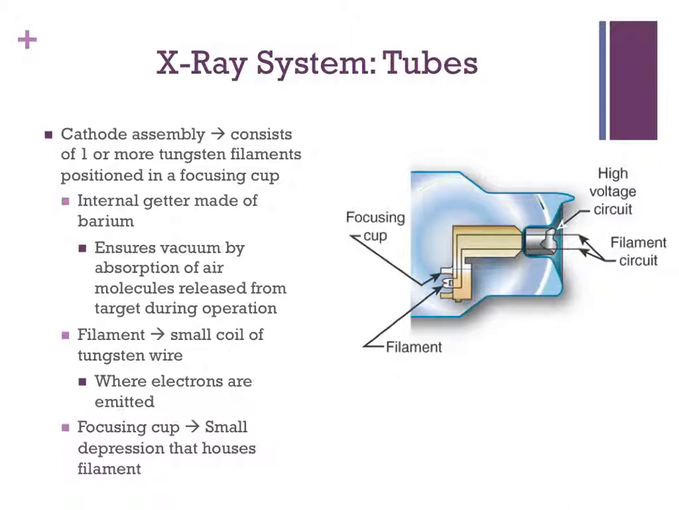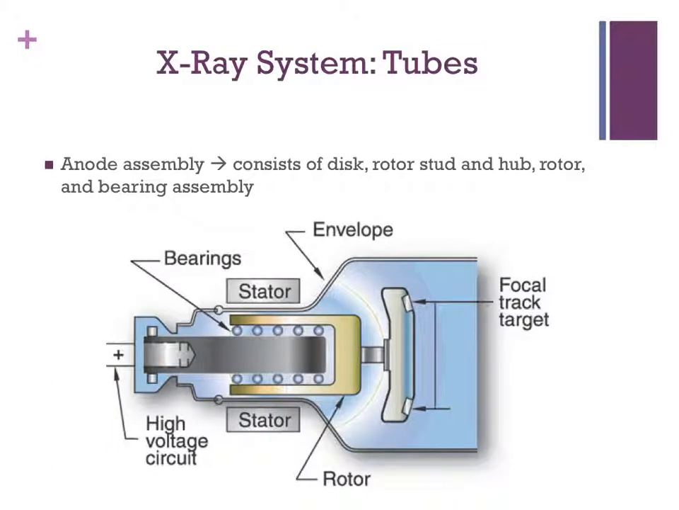It contains a filament, which is a small coil of tungsten wire, and this is where electrons are emitted. So right here in the filament is where the electrons are emitted. The focusing cup is a small depression that houses the filament. So this is a picture of the anode assembly of the X-ray tube. It consists of a disc, a rotor stud and hub, a rotor, and the bearing assembly.